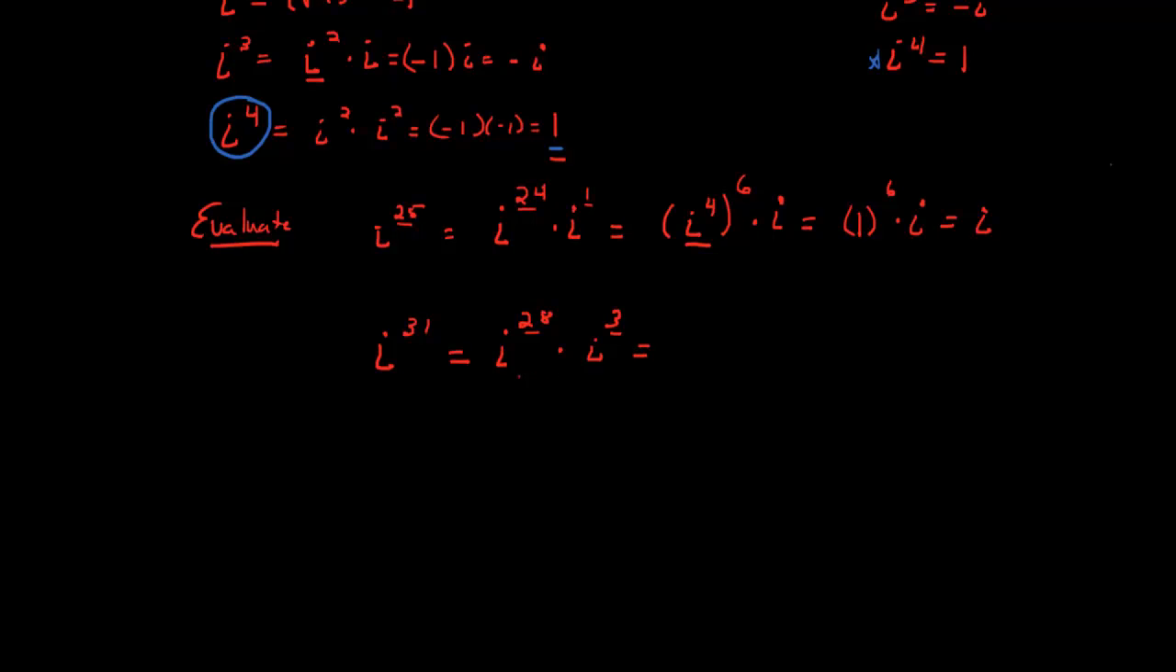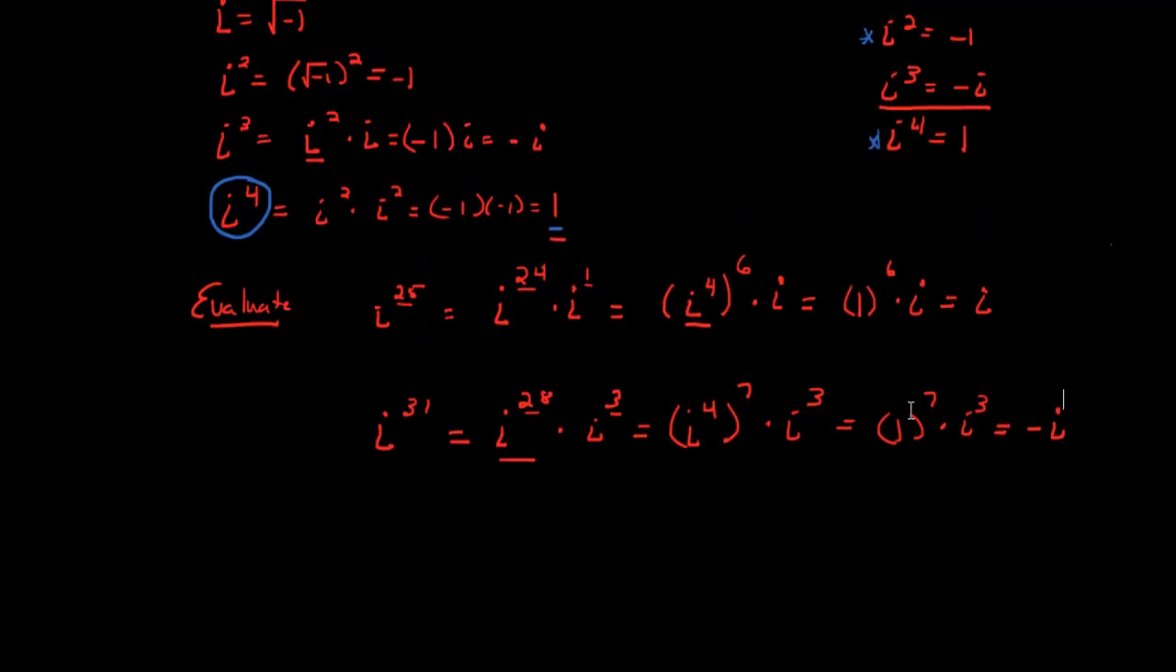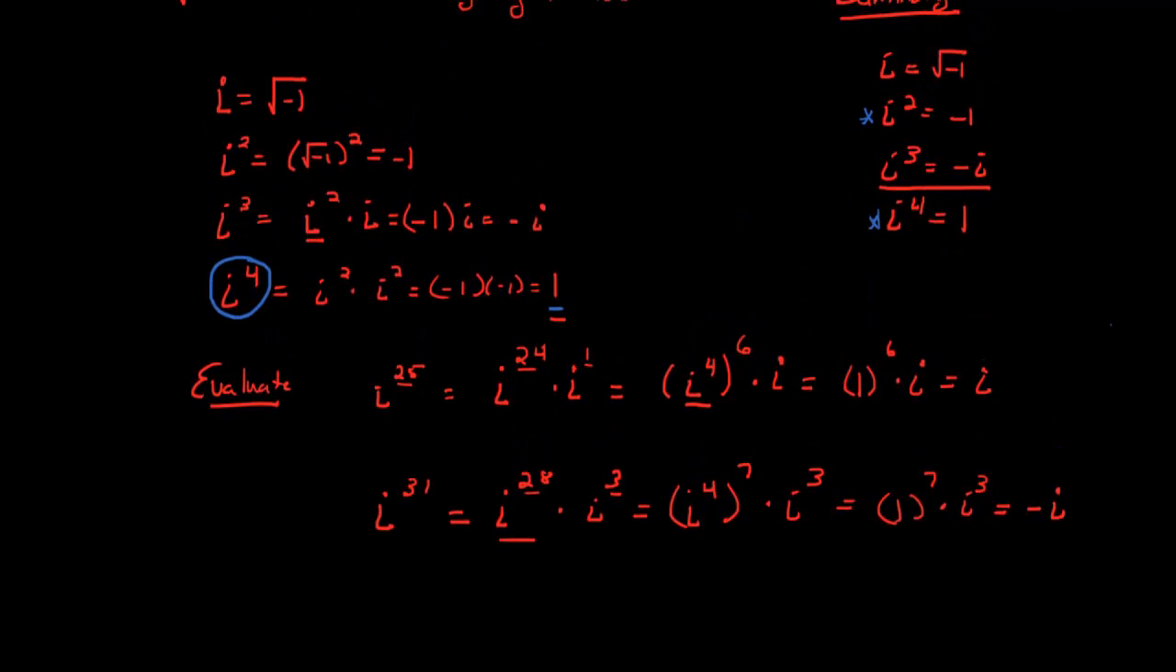I can rewrite i to the 28th as i to the 4th power raised to the 7th, still times i cubed. But i to the 4th we know is equal to a value of 1, to the 7th, still times i cubed. But i cubed we see is equal to a value of negative i. So this just simplifies into negative i. So knowing these four relationships here will make your work with imaginary numbers very easy.